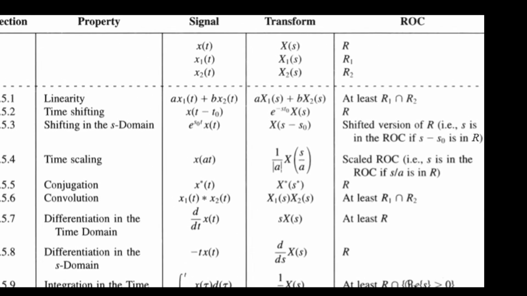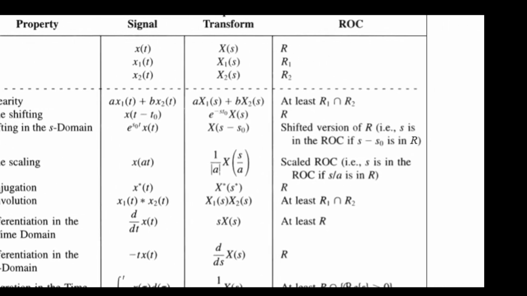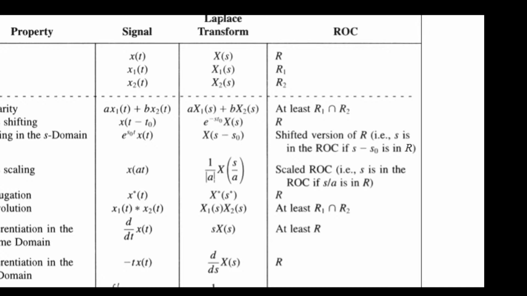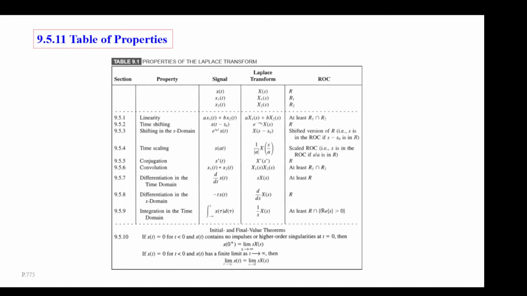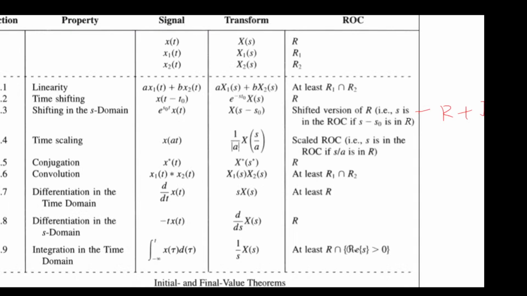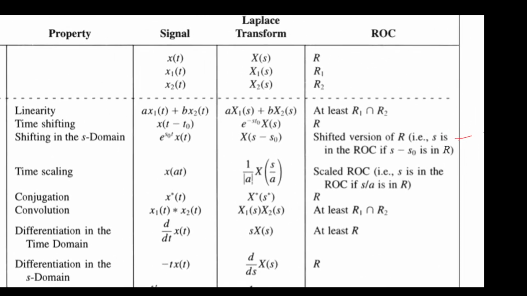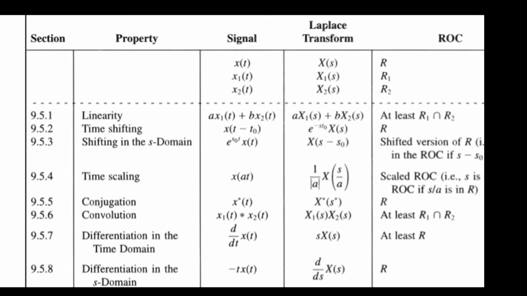And then shifting in the S domain, so s goes to s minus s0, then your ROC shifts to R plus s0 basically. So here it didn't say, so that's right here. Oh, it's really small. Here this thing should be R plus the real part of s0. Okay, and let's go back to the magnifier. And yeah, this is shifting in the S domain, and then in the time domain you get e to the s0 t times x of t.